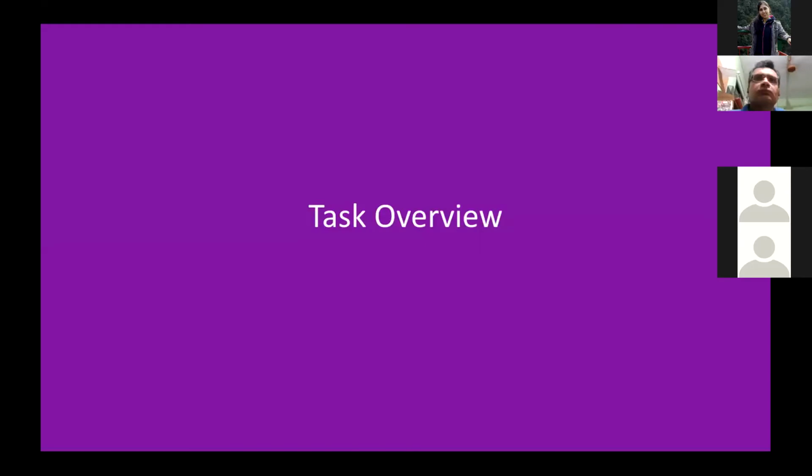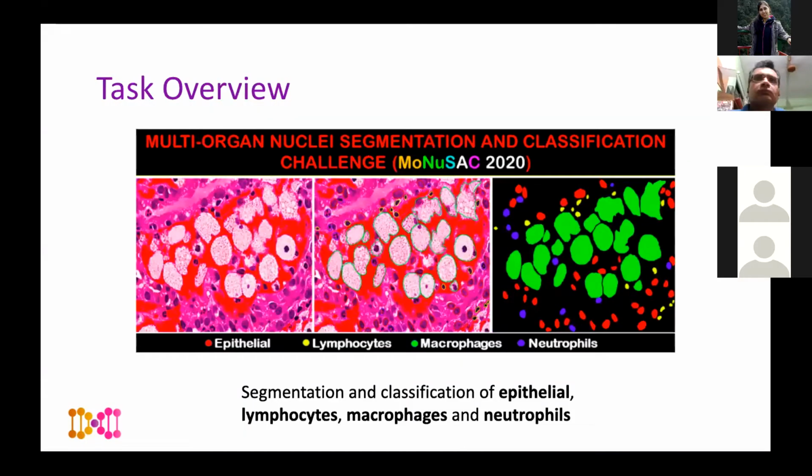The task that we were given was to segment and classify epithelial cells, lymphocytes, macrophages, and neutrophils. If we're able to do this successfully, then it can help us to better understand the tissue microenvironment and can also help us to understand the role of immune cells in cancer progression.